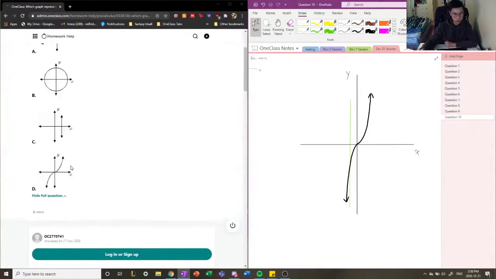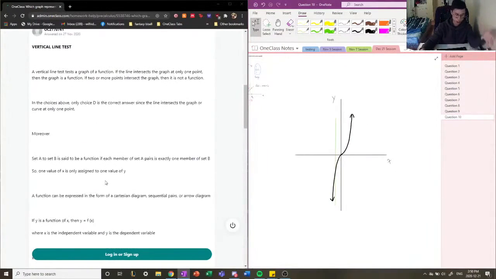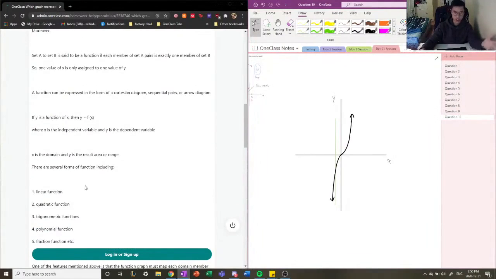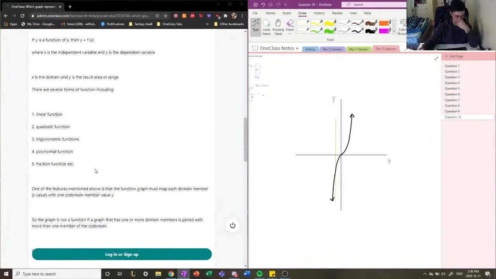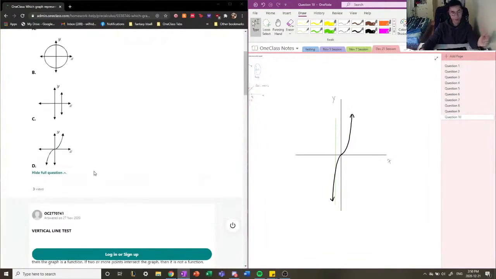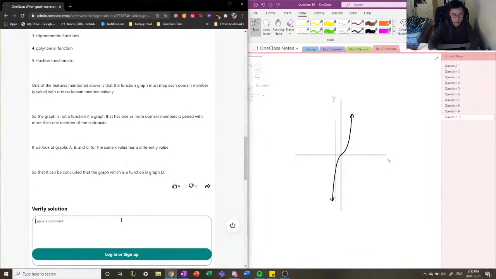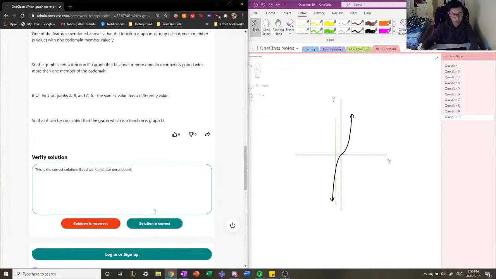So the junior tutor went through everything that I explained. They described the vertical line test. They described what a function does. They gave us some examples of some functions. And then they evaluated each of these graphs and which one is a function and which one is not. And by doing so, they came to the conclusion that only graph D is a function. So this is the correct solution. Good work and nice description.